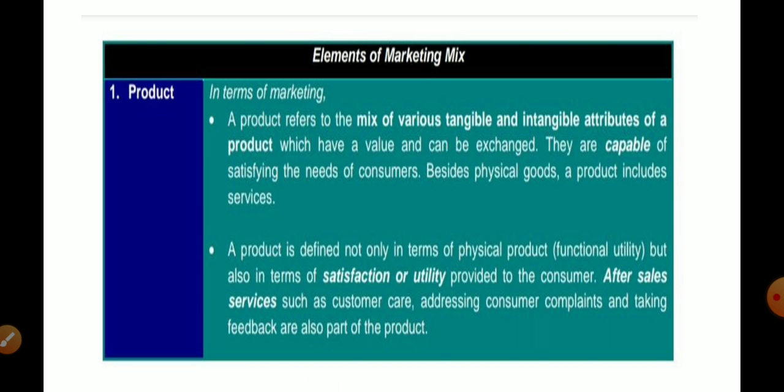So product. In terms of marketing, the product refers to the mix of various tangible and intangible attributes of the product which have value and can be exchanged. They are capable of satisfying the needs of consumers. Besides physical goods, a product includes services also. So a product is defined not only as the physical product but also the utility and the satisfaction. After-sales services such as customer care, addressing consumer complaints and taking feedback are also part of the product. So the product concept is a wider term.